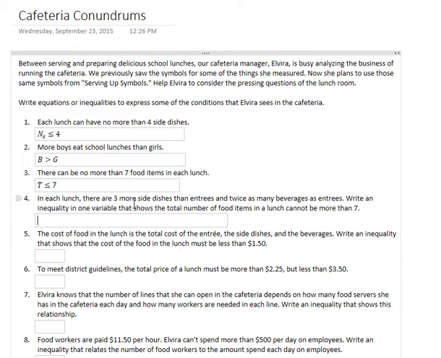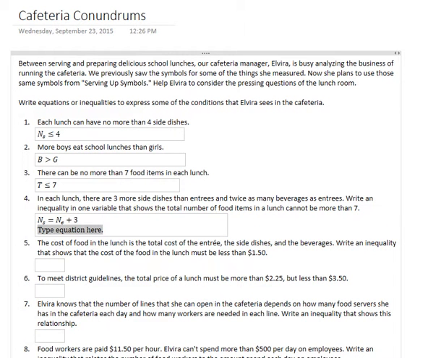Let's look at this next one. This one obviously has a few more moving parts. In each lunch, there are 3 more side dishes than entrees and twice as many beverages as entrees. We're going to write a couple of short expressions here. In each lunch, there are 3 more side dishes than entrees. Another way of saying that is that the number of side dishes in a lunch is equal to the number of entrees plus 3. There are also twice as many beverages as entrees. Another way of saying that, the number of beverages is equal to 2 times the number of entrees.